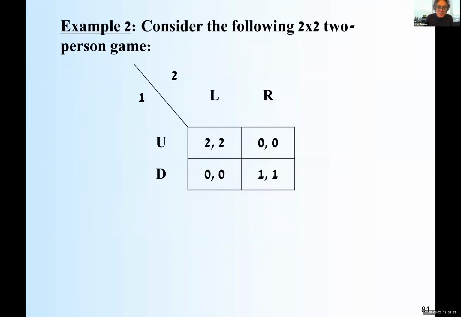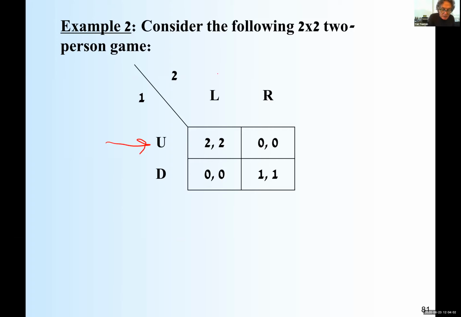Now examples. Consider the following 2-by-2 person game. So you have 2 players. Player 1 has 2 strategies, to go up or down. Remember all the time, player 1 is the row player. He chooses a row. Player 2 is the column player. She chooses a column, left or right. Okay? And it's easy to check that up and left is an equilibrium.